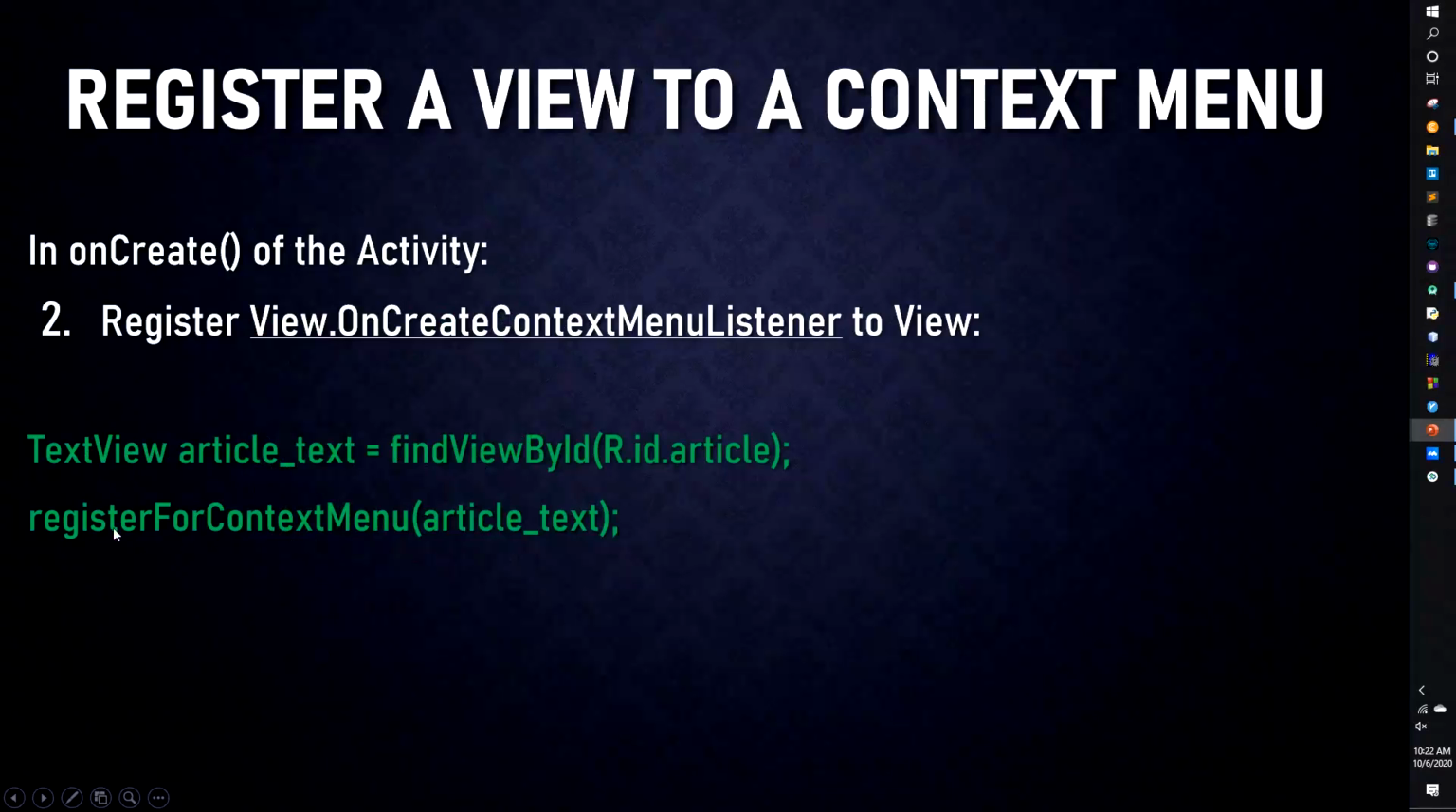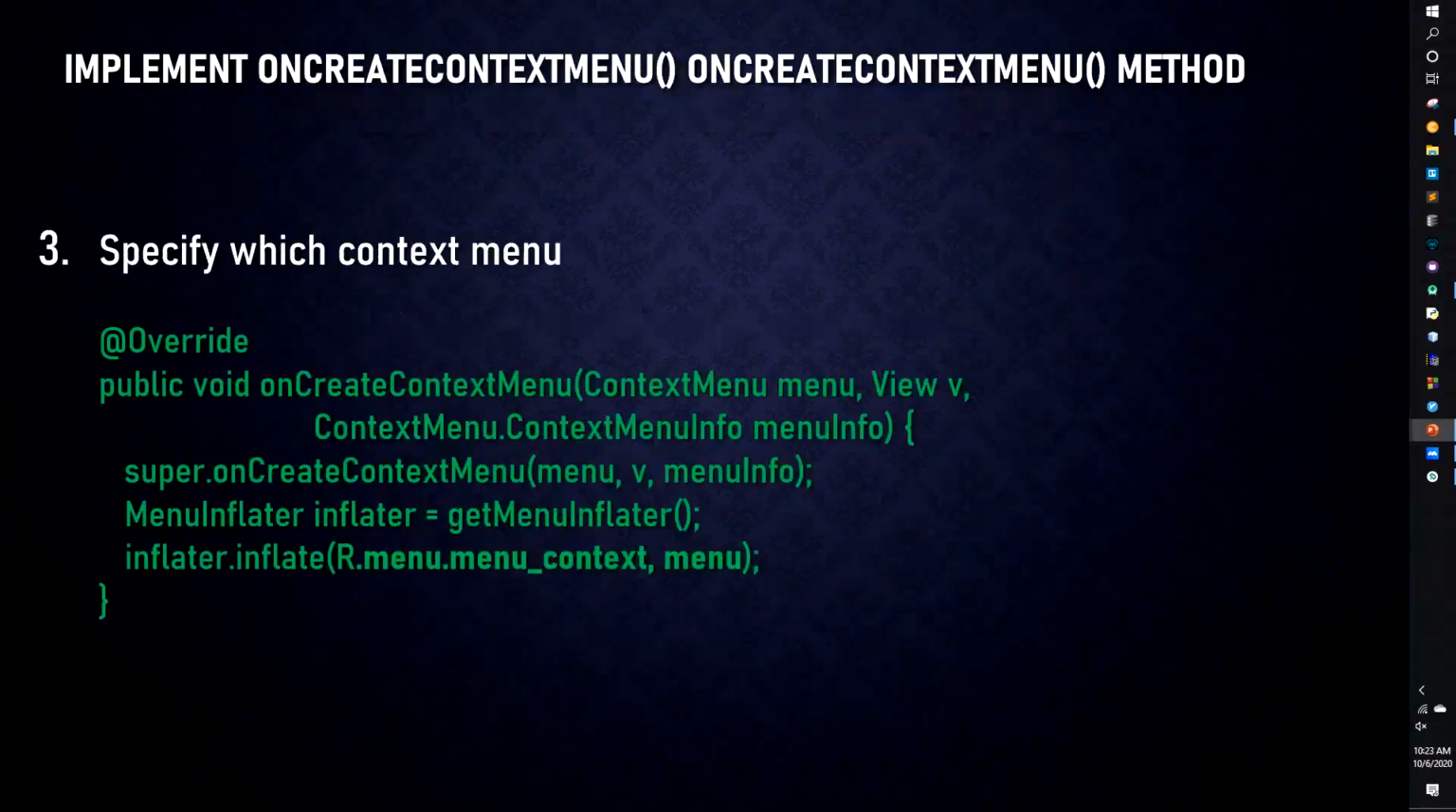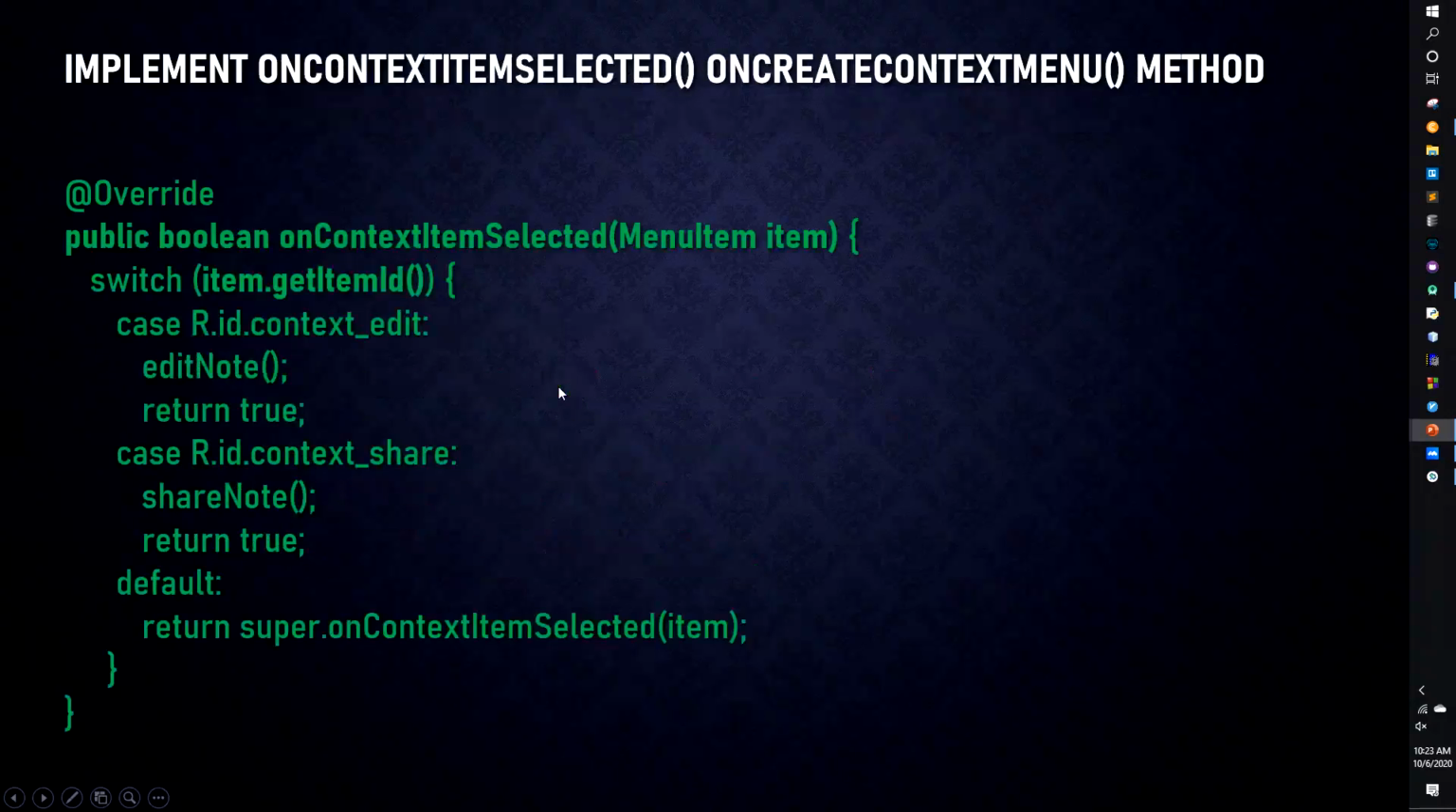We register. We use this method, registerForContextMenu, so that we'll attach this specific menu with this text view. Once we are done with this, the third step is to create onCreateContextMenu, and inside this menu we will inflate our specific menu with our layout. Okay, once we're done, this is an optional step. If you want, you can go and create onContextItemSelected to handle when each item is clicked.